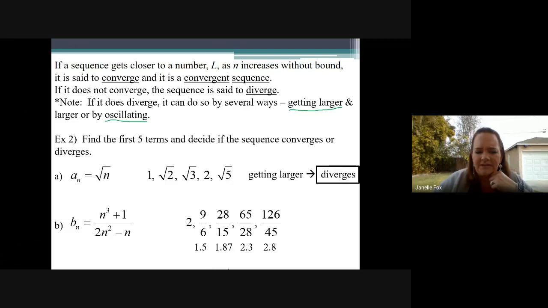Folks, what do you think about these numbers? Do you think that these numbers are going towards anything, or are they just getting larger? And guess what? They are getting larger. So because these numbers are getting larger and larger and larger, it's going to diverge.